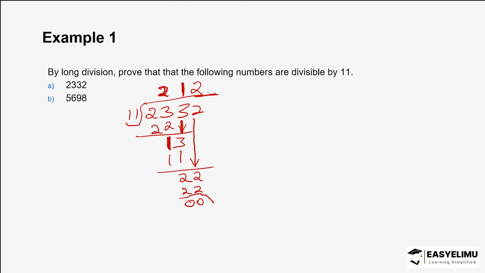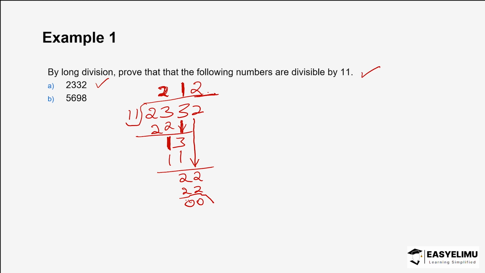So you can see in this case, the remainder is 0. So we can say that the number 2332 is divisible by 11 because 11 goes into 2332, 212 times without leaving any remainder. Every time we realize there is no remainder, then we say that the number here is divisible by 11. It is divisible by the divisor, so there is no remainder.